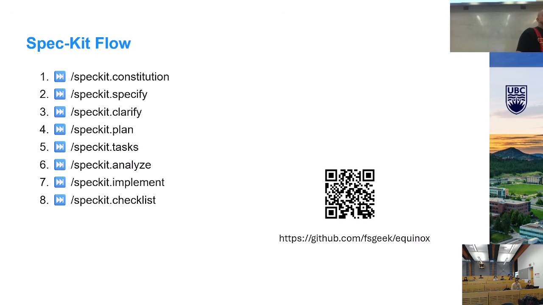So I've given you a constitution. I've given you specs. Use the clarify function to see if the AI is happy with the spec. If not, address the issues. Talk through the issues. Iterate over this.